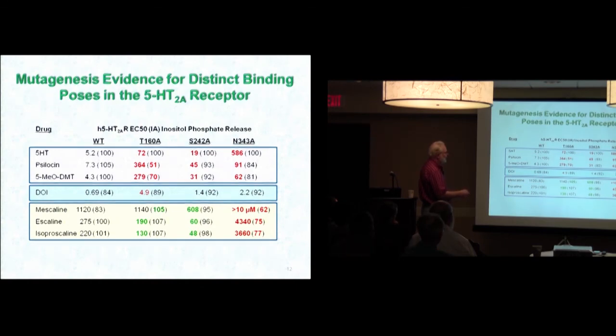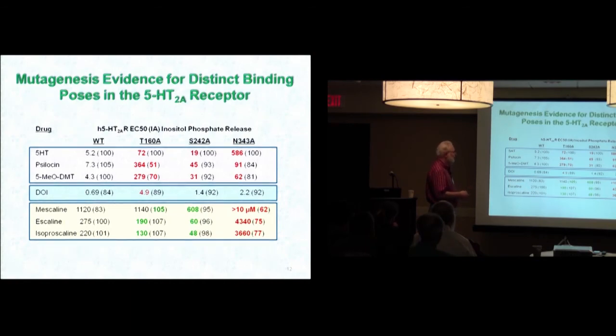If we mutate serine 242 to an alanine, we see a fourfold loss. It still retains its 100%. That's the standard for serotonin. Fourfold loss here, about a sixfold, sevenfold loss here, sevenfold loss here. So 242 has less of an effect, but still is detrimental if we mutate it to alanine.